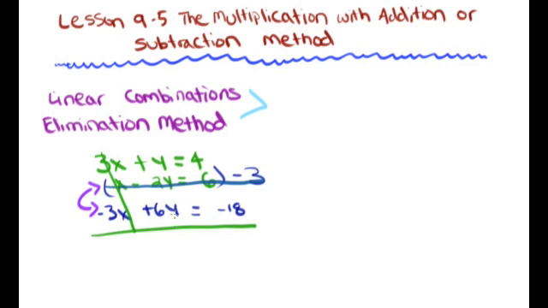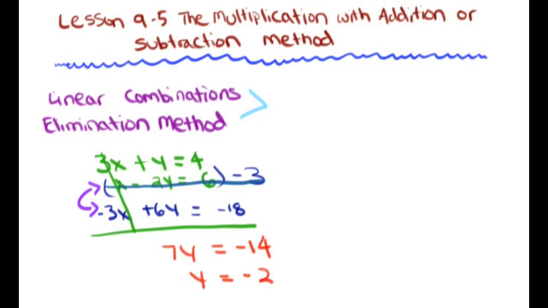3x and negative 3x cancel out. So we have y plus 6y is 7y is equal to negative 14. So y is equal to negative 2. So that is the method.